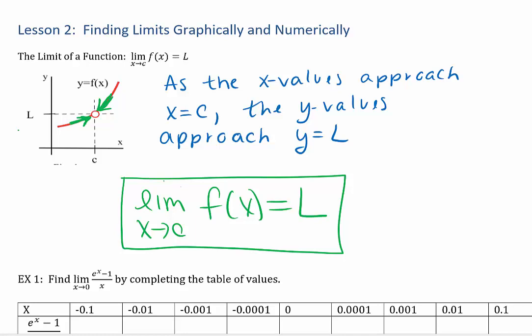Notice that a limit doesn't give you information about what happens exactly at x equals c. Instead, it just gives you information about what happens near that point. So it doesn't matter whether c is undefined or not. We're only interested in the behavior as we approach that point, or as we get arbitrarily close to that point.